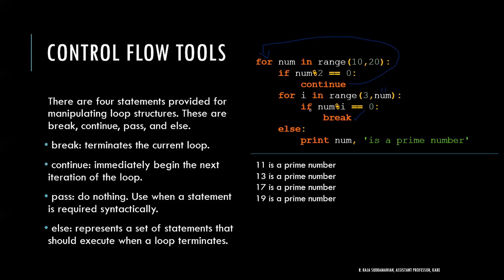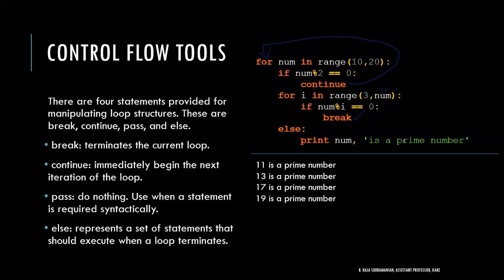If the number is not divisible by any of the numbers from 3 to number minus 1, then I'll come out and print that the number is a prime number, right? I'll say like that. This is actually a simple prime number program using control flow tools.